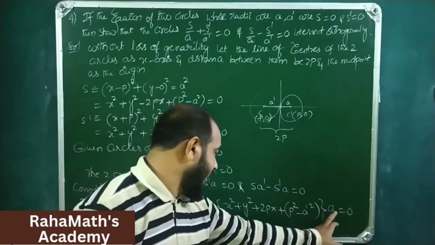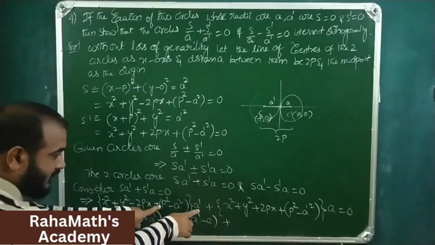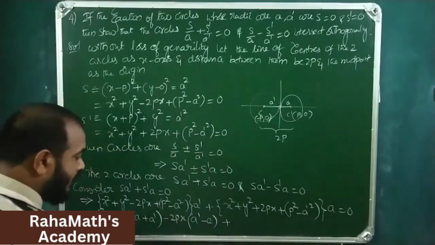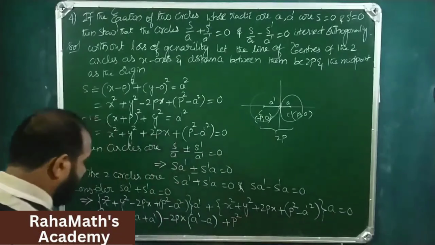So if I take p square common from p square a dash and p square a, this is a dash plus a, and this is minus a square a dash, this is minus a dash square a. If I take minus a dash a as common, here I am left with a, and here if I take a dash common, I am left with a dash.